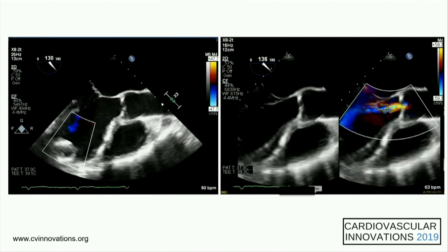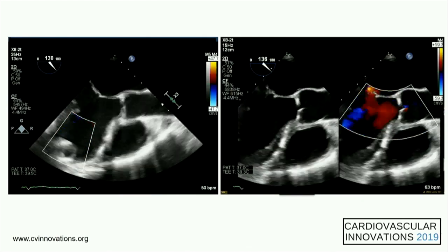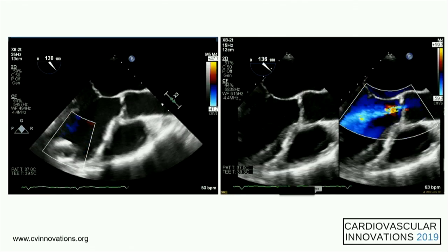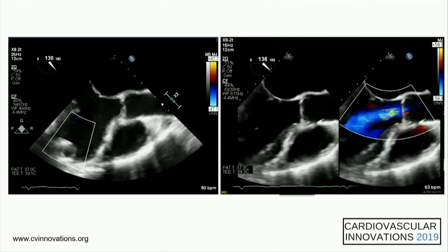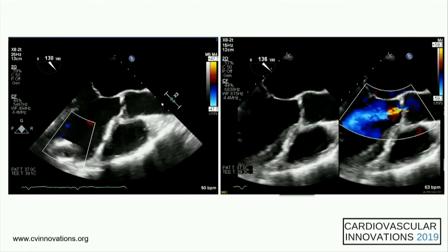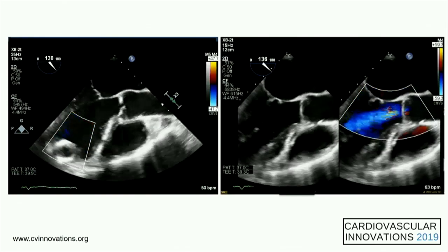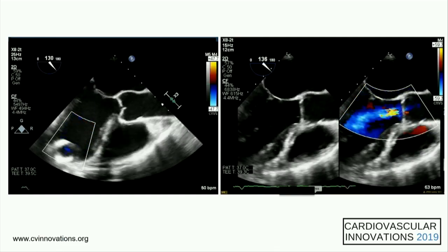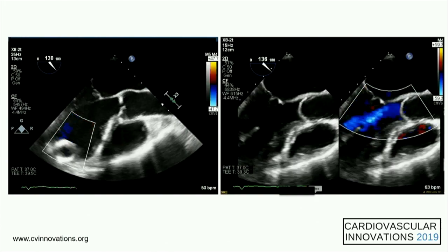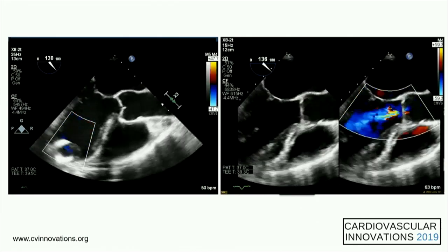So here you can see on his TEE, he has the LVAD cannula here in the apex. It's directed towards the septum, but it does have clear laminar flow. There was no evidence on echo that there was any kind of thrombus or obstruction, and he has at least moderate aortic insufficiency. Based on this view, it looked central. It looked like it was valvular.